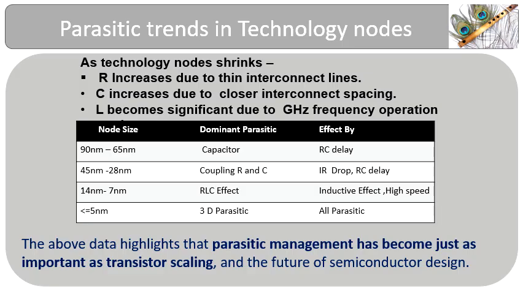As wires became thinner and narrower, their resistance increased sharply, making RC the main performance limiter. In this era, increased leakage current led to higher power dissipation, along with increased IR drop and RC delay and worsening of crosstalk. The 14 to 7 nanometer node was the era of high-speed operation and inductive effects.